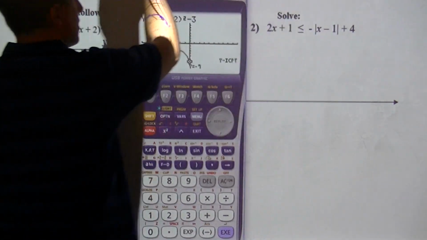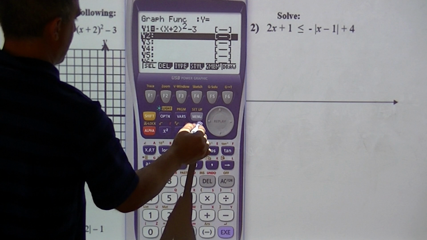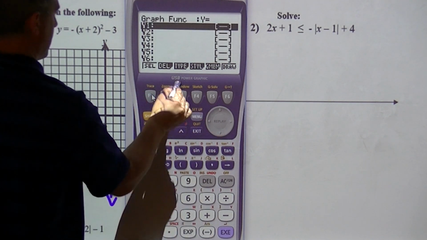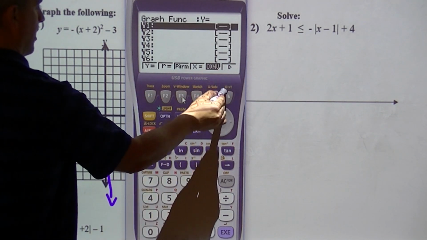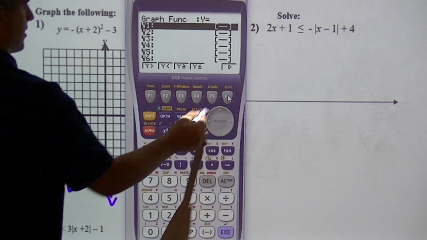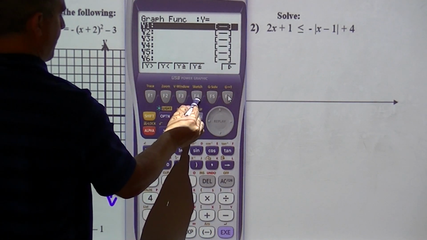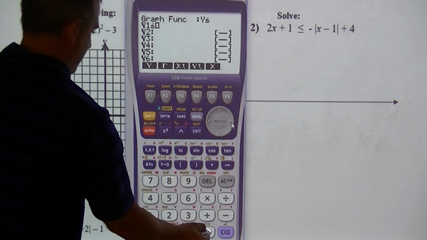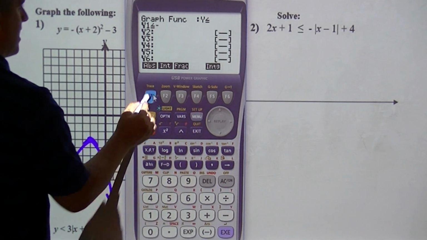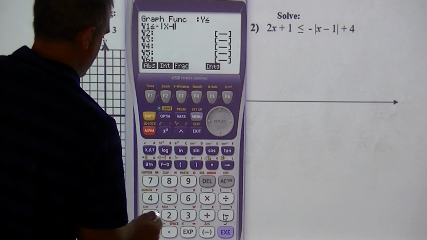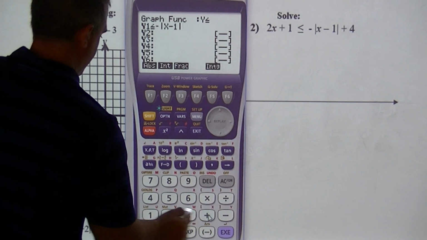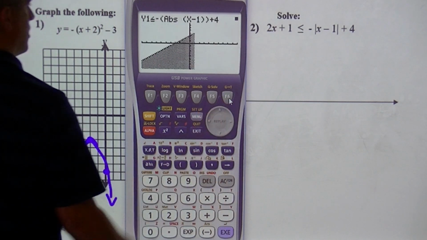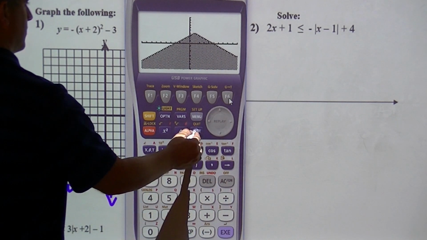For the inequalities, I want to graph the right side first with the exact inequality I see. So I go to type, I go to F6, okay? I'm going to pick F4. Negative, option num, abs, x minus 1, plus 4. Draw it.